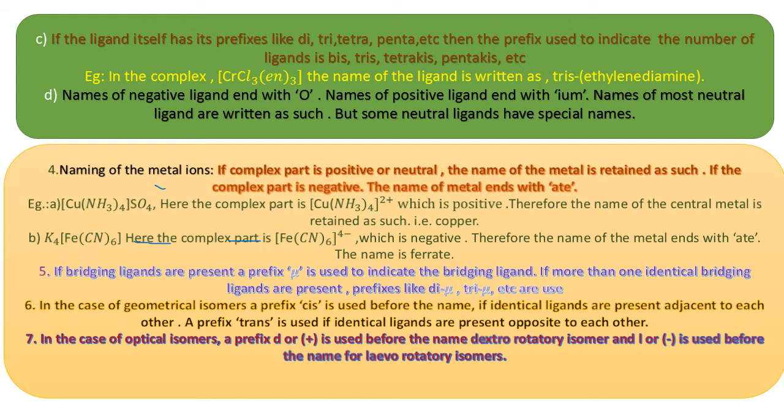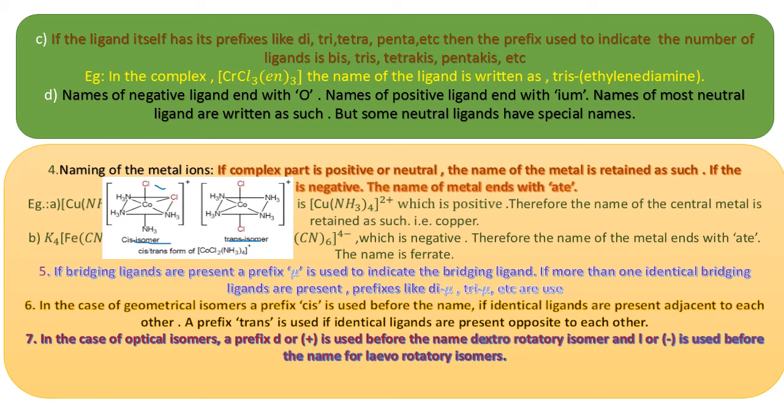Next one, if bridging ligands are present, the prefix mu is used to indicate the bridging ligand. If more than one identical bridging ligand is present, prefixes like dimu, trimu, etc. are used.